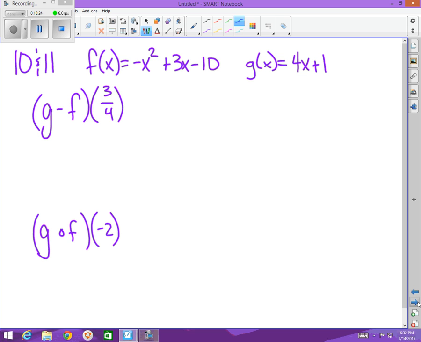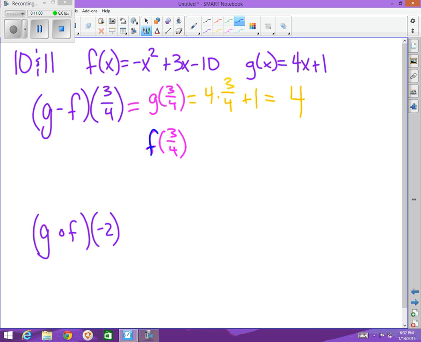All right, now moving on to the rest of the questions, starting with 10 and 11, evaluating a function. This first one says (g minus f) of 3/4. So you first have to figure out what is g of 3/4 and what is f of 3/4. So substitute 3/4 into the g function. 4 times 3/4 plus 1 is equal to, let's see, 4 times 3/4 is 3, because the 4's divide out, and 3 plus 1 is 4.